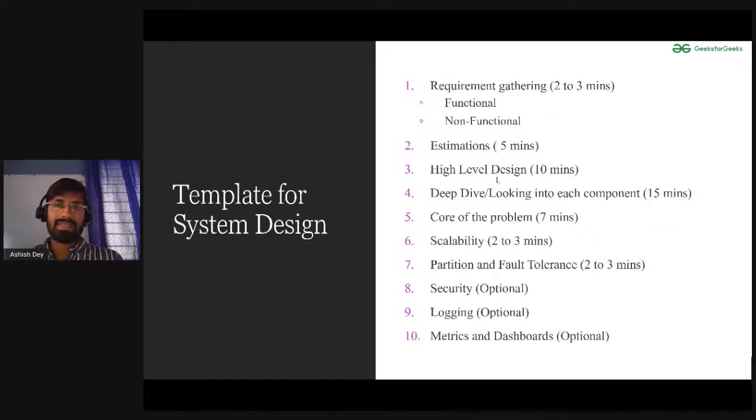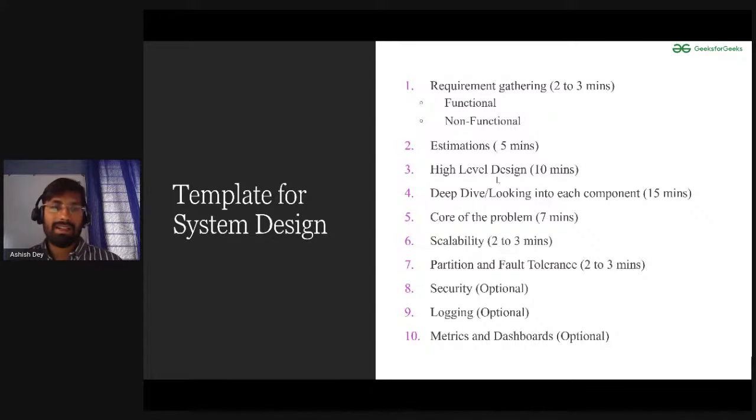So metrics and dashboards, this again gives you exposure, that the interviewer may figure out that this guy has certainly worked on some features. That's why he's aware of metrics and dashboards, and how exactly to create these. So if you have a good idea, be sure to discuss, and this is certainly going to bag you positive points. So that's how the template looks.